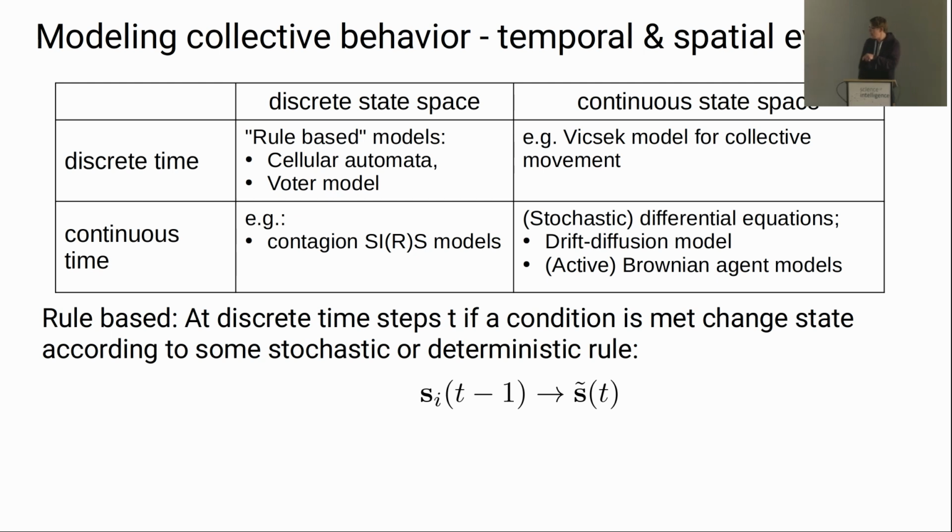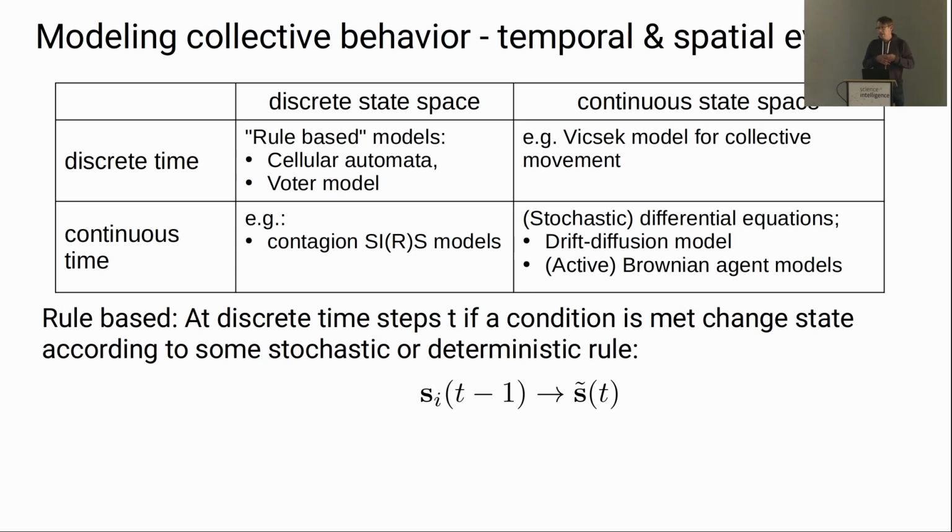So for the rule-based approach, what basically happens is we have discrete time steps, and if a condition is met, then you change the state of your focal agent. So, i would be the index of your agent at the past time, and then there might be a transition from this previous state to a new state at discrete times. And every agent does that, and you can have all sorts of different algorithms.